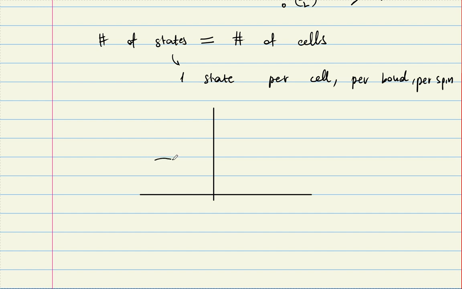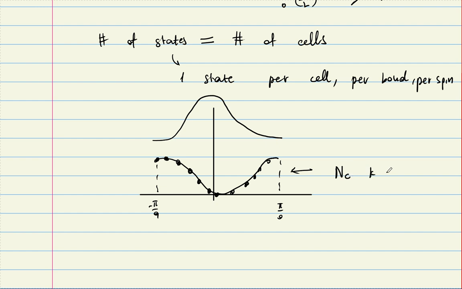So this is, for example, the first band, from minus pi over a to pi over a. Maybe there is a second band here, and so on. We draw this continuous line, but in reality it is not continuous. The continuous line exists in our imagination. Real life doesn't work like that. There's a point here, another point here, and so on. These are all k points. In total, we have N_cell k points.